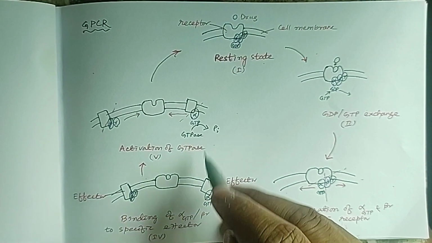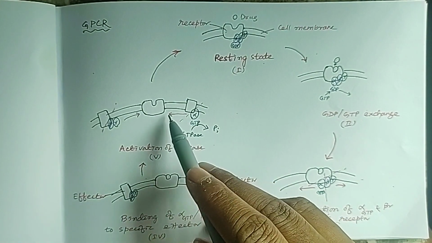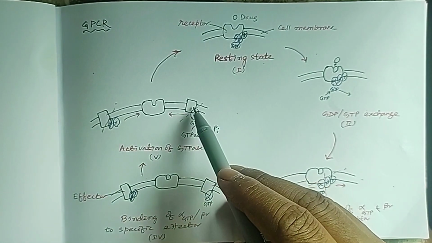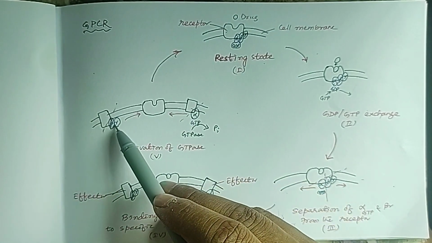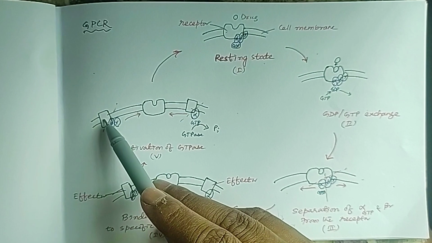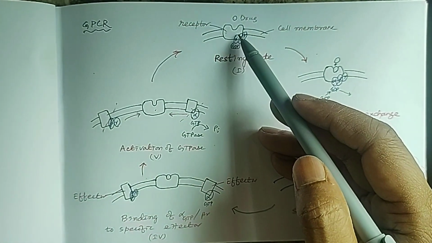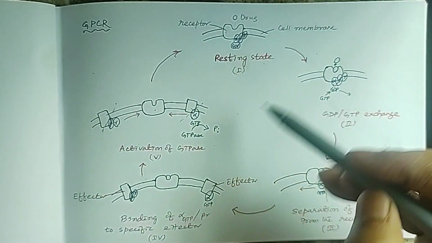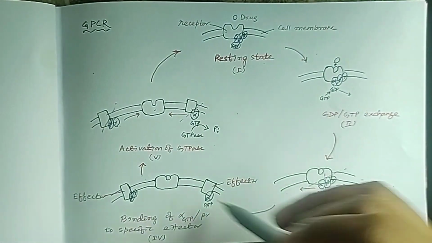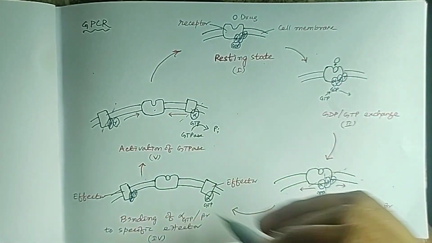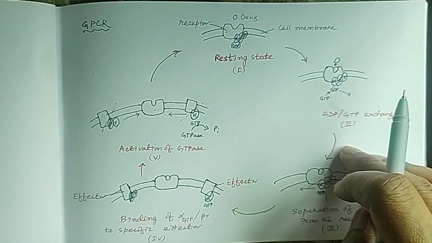When they bind to the specific effectors, there will be activation of the GTPase. GTPase will hydrolyze GTP, it will again become GDP, and it will get dissociated from the effector, and beta gamma will also dissociate from its effector. Then both of them will return back to the receptor, and the resting state will come. This is the way in which G protein coupled receptor functions. This is the G protein coupled receptor cycle.